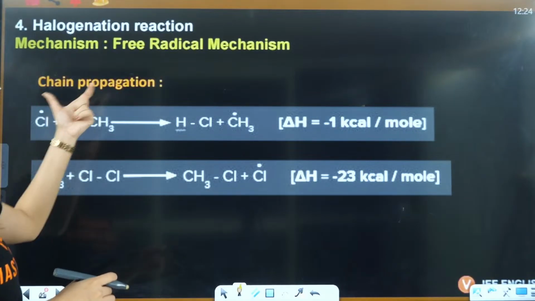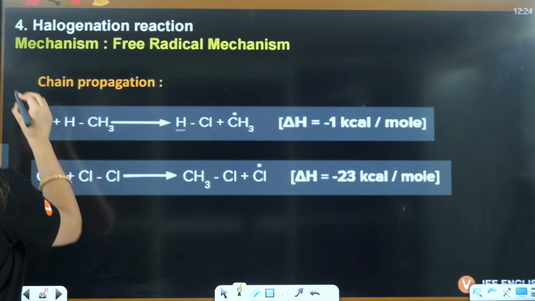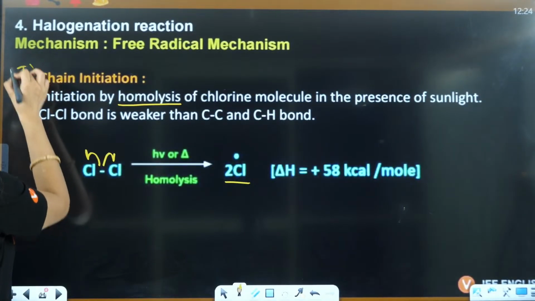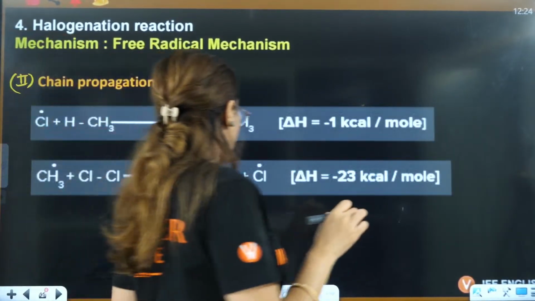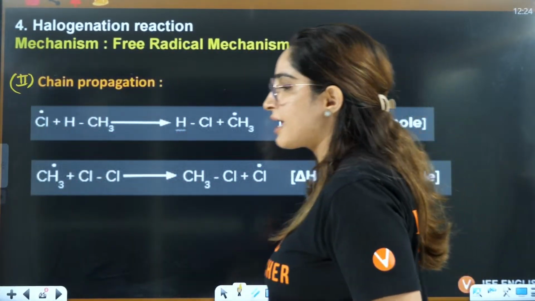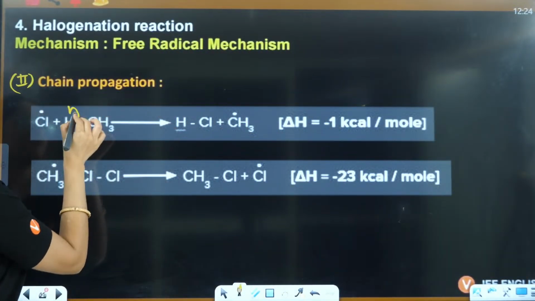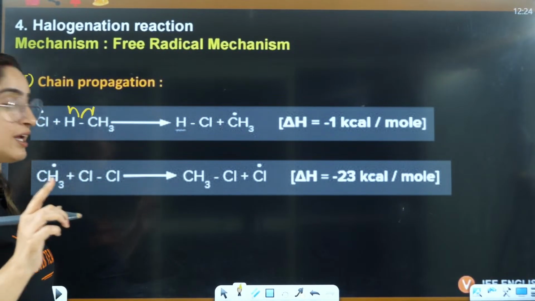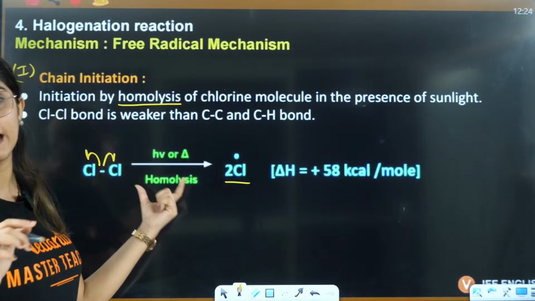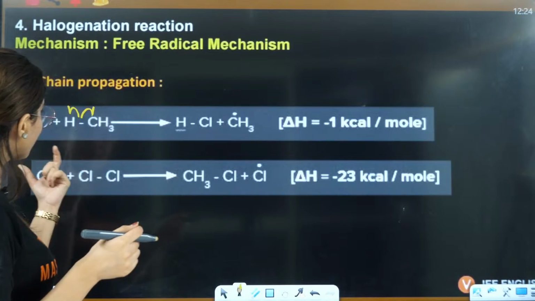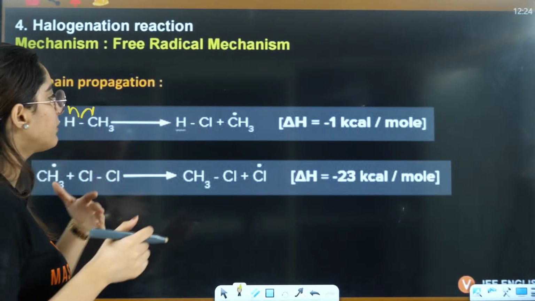Okay. Second one is chain propagation. This was the first step and this is the second step, that is chain propagation. So in this case, you will have a Cl free radical and you will have this again homolytic. I told you either you should have heat or electricity. You will have a formation of free radical. Once you have free radical, further more free radical will be formed here.